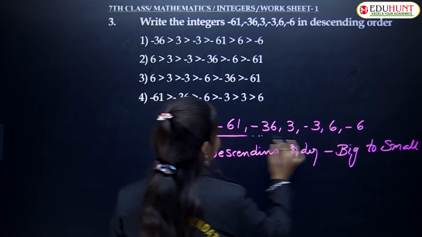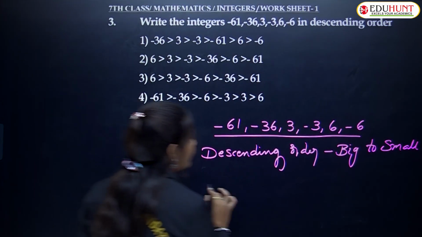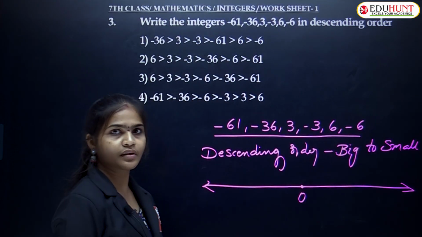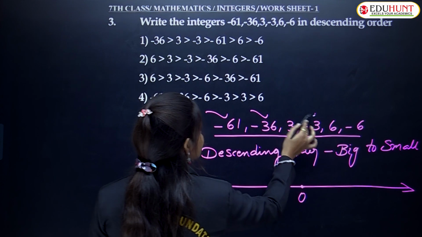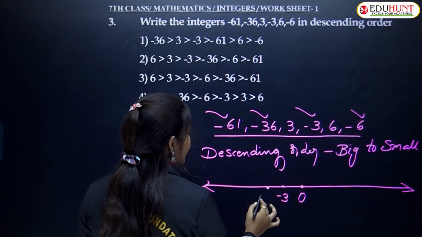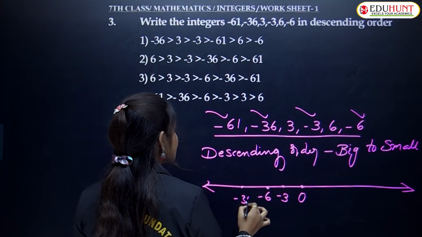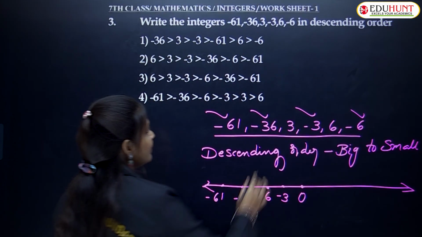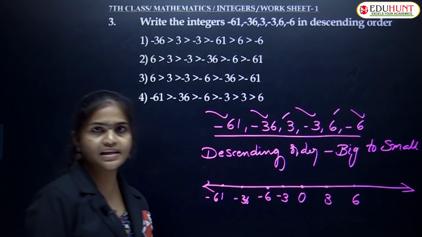So when you are observing all these numbers, what is the biggest number here? How can you say that? Just take the number line. On the number line, keep 0 here. Now observe the negative numbers minus 61, minus 36, minus 3, minus 6. So we can write minus 3 here, after minus 3 minus 6 will come, after minus 6 comes minus 36, and next after minus 36 comes minus 61. Clear? And the positive integers 3 and 6: here 3, here 6. Actually this is the order, right?